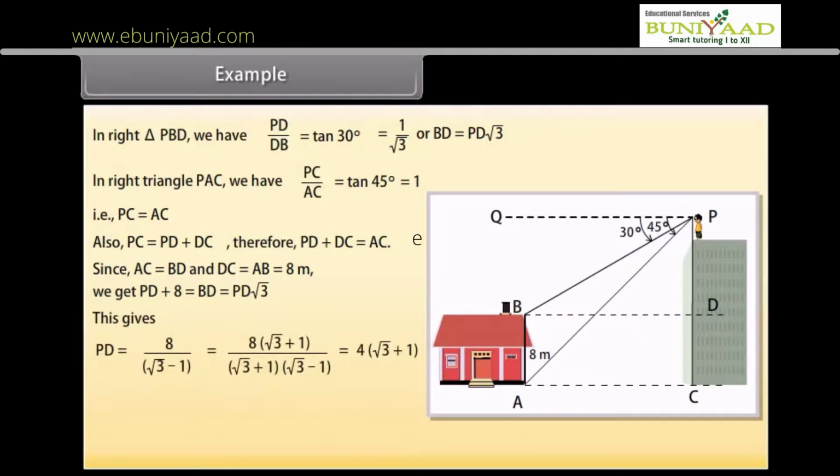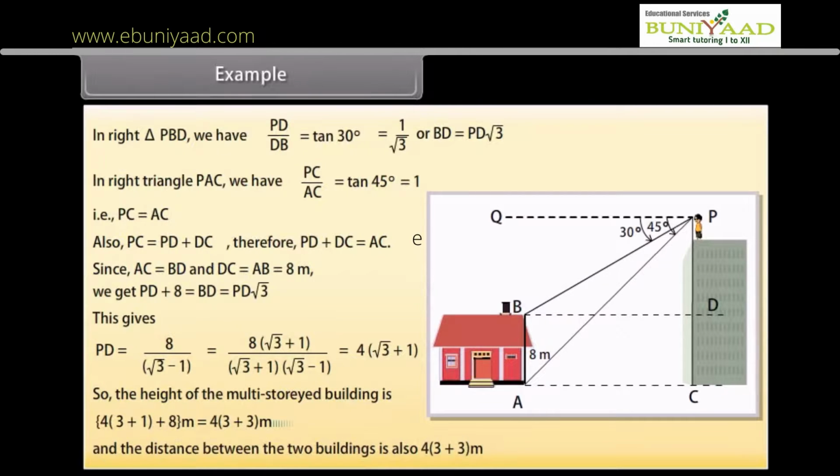This gives PD is equal to 8 upon square root 3 minus 1, which equals 8 into square root 3 plus 1, whole upon square root 3 plus 1 into square root 3 minus 1, which is equal to 4 into square root 3 plus 1 meters. So the height of the multi-storied building is 4 into square root 3 plus 1, plus 8 meters, which is equal to 4 into square root 3 plus 3 meters. And the distance between the two buildings is also 4 into square root 3 plus 3 meters.